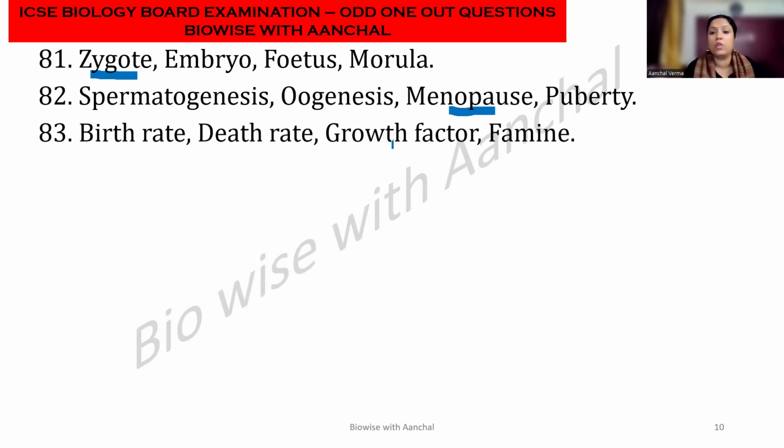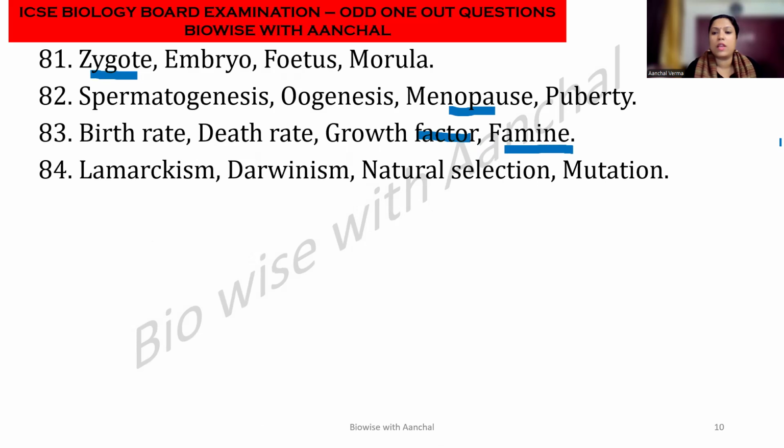Birth rate, death rate, growth factor, and famine. It should not be growth factor. It should be growth rate. Okay, it should be growth rate. So here birth rate, growth rate, and death rate are the demographic factors. Famine is scarcity of food. That is not a growth factor. That is one of the reasons responsible for a decrease in population, you can say. So here the odd one out is famine. The others are all demographic units or demographic factors, you can say.